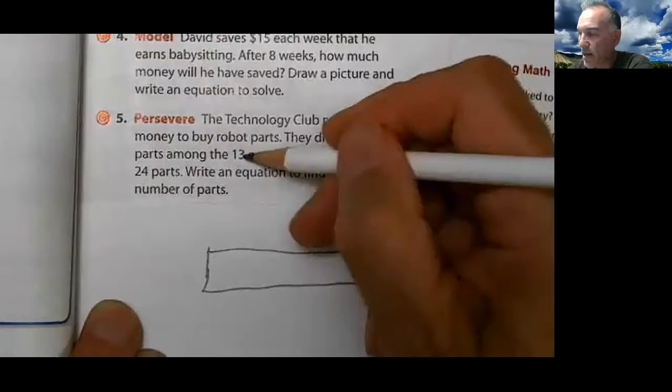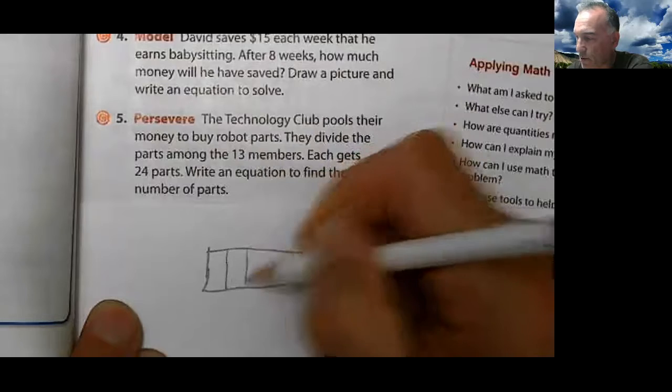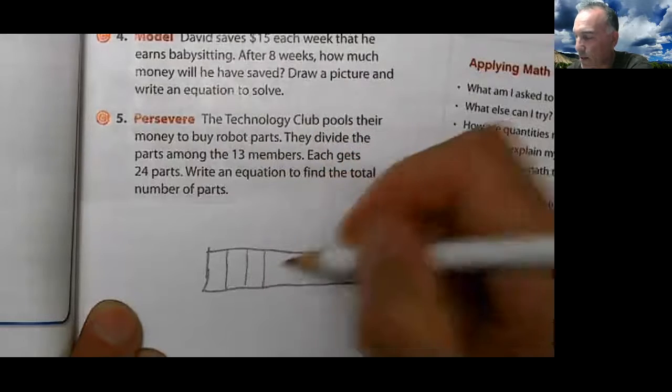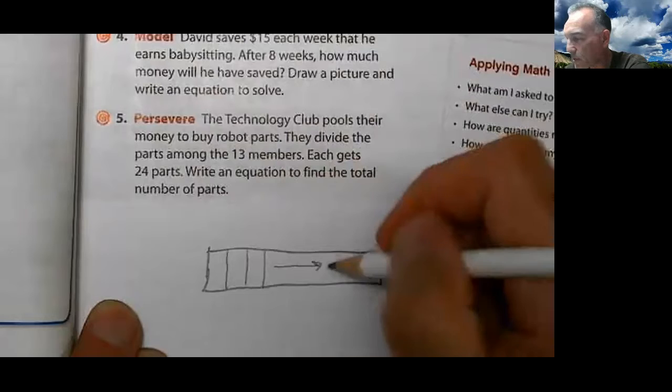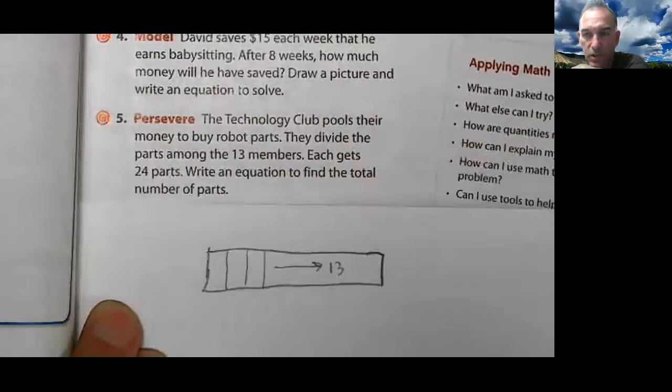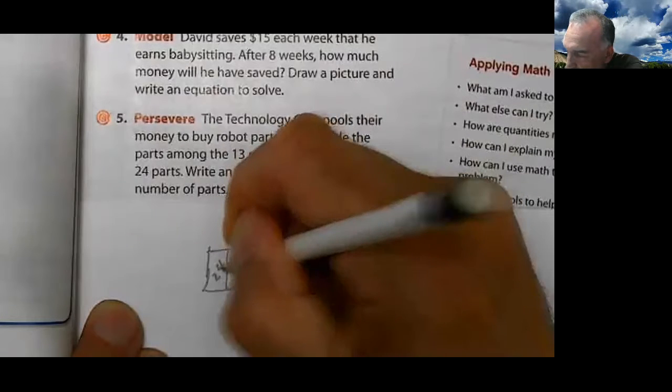Okay, I could make 13 members. Here they are. 1, 2, 3. Oh, and I could go like this and go, there's 13 members. So let's try that shortcut on this one. There are 13 members. They each get 24 parts.